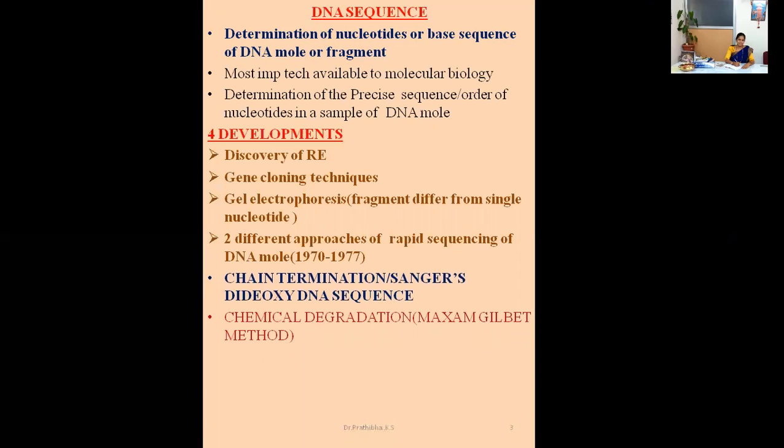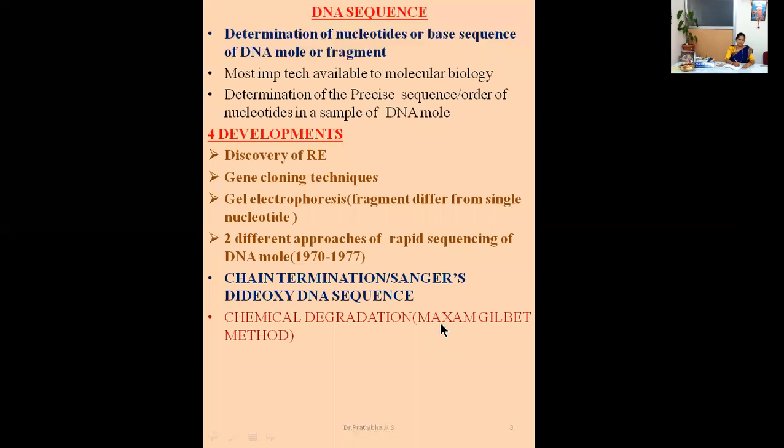So what are those two different approaches? Chain termination, or Sanger's dideoxy DNA sequencing, is one of the DNA sequencing methods. The other one is chemical degradation, or the Maxam-Gilbert method. Here I have given the definition: two different approaches of DNA sequencing. One is the chain termination method, the other is the chemical degradation method. In your syllabus, you are studying only Sanger's dideoxy method of DNA sequencing.